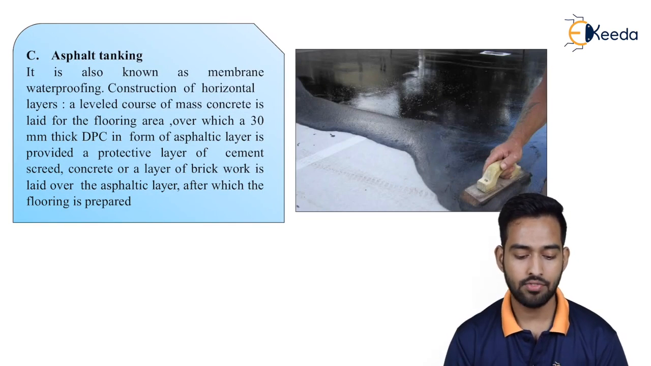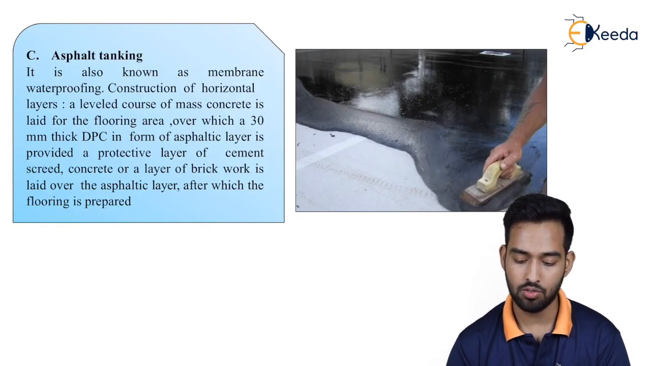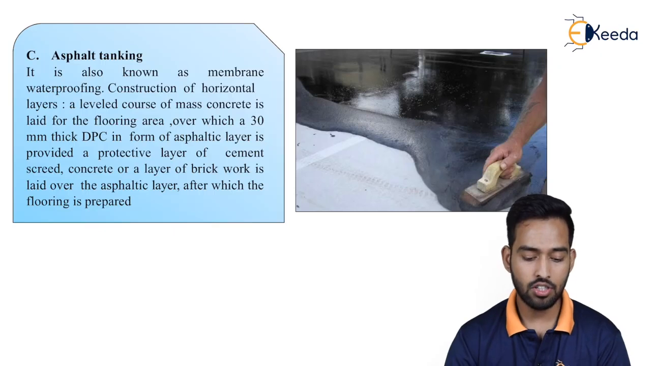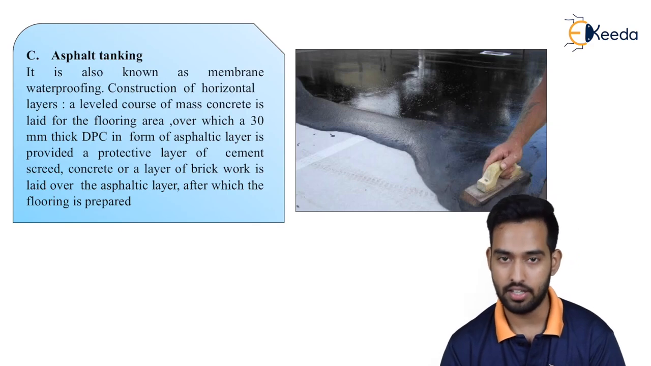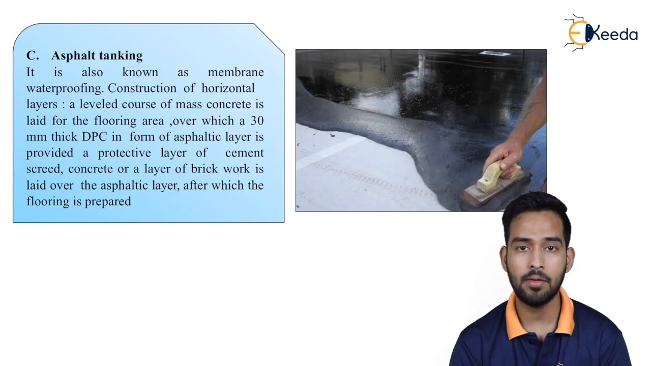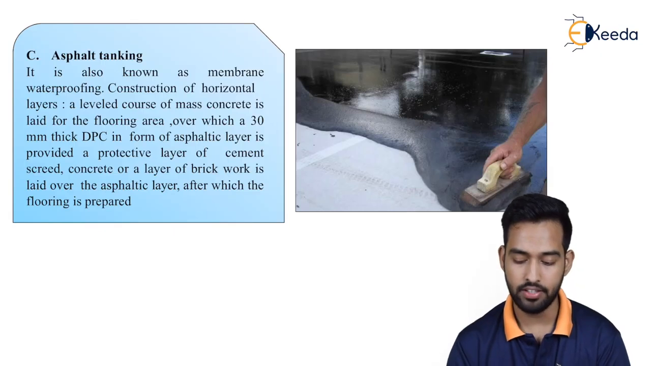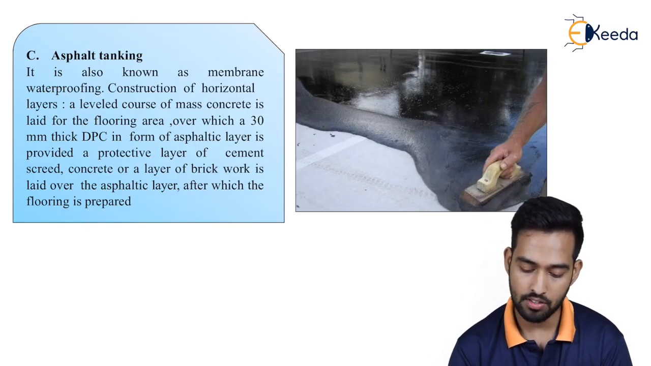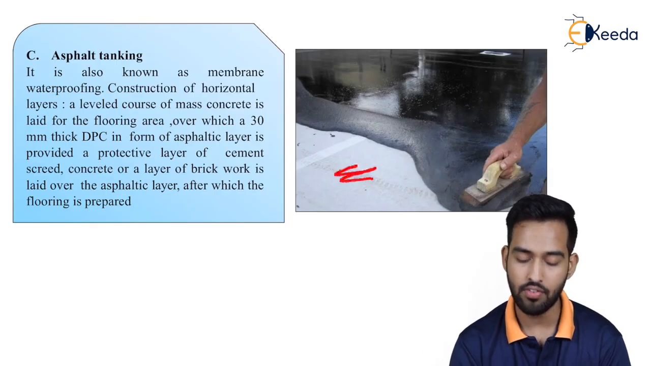Then next comes asphalt tanking. It is also known as membrane waterproofing. Construction of horizontal layers: a level course of mass concrete is laid for the flooring area, over which a 30 mm thick DPC in the form of an asphaltic layer is provided. A protective layer of cement screed, concrete, or a layer of brickwork is laid over the asphaltic layer, after which the flooring is prepared. So as you can see, over this concrete flooring we are providing a 30 mm thick DPC, that is nothing but an asphaltic layer.